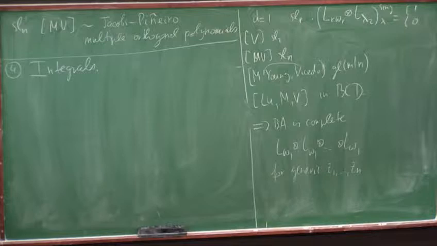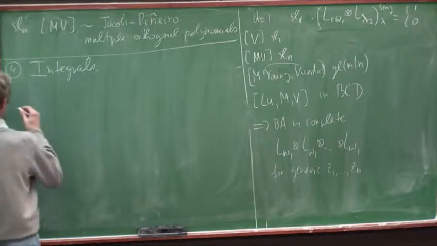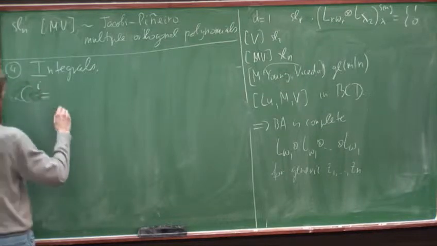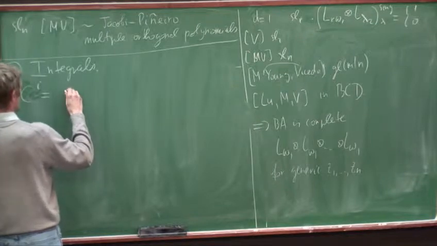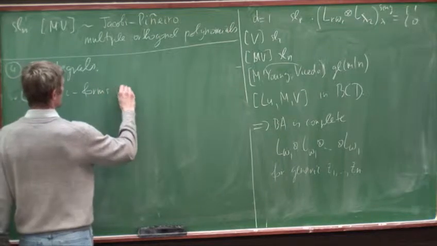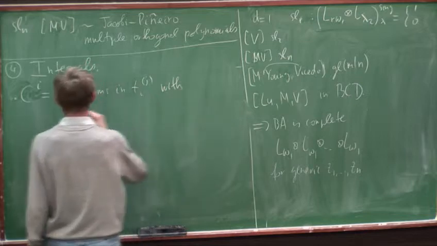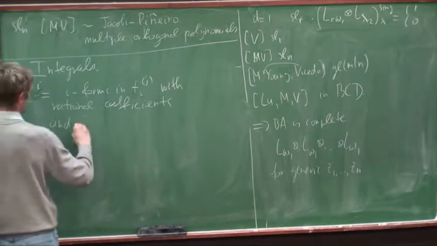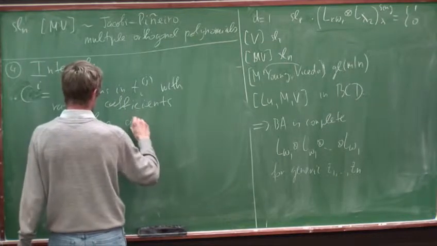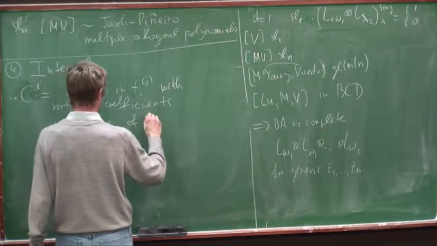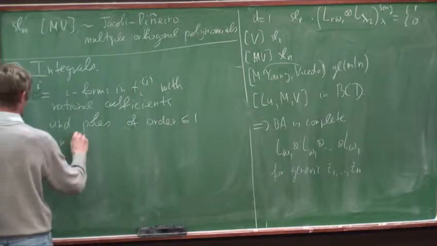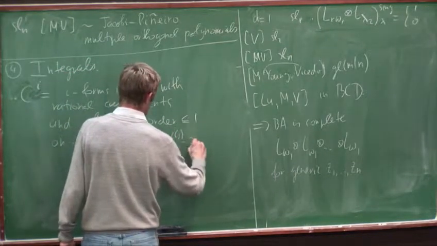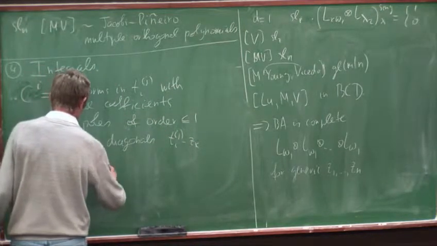Okay, so I will consider the following thing. Let me consider a complex. I'll consider a complex where the chains of this complex are what? These are just i-forms in variables t_ij with rational coefficients and poles, simple poles of order at most one, on the diagonals t_ij minus z_k and t_ij minus t_ks.